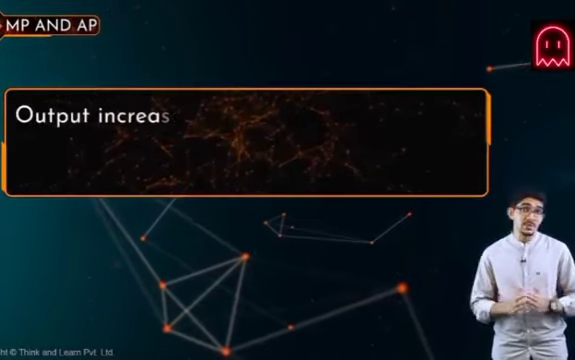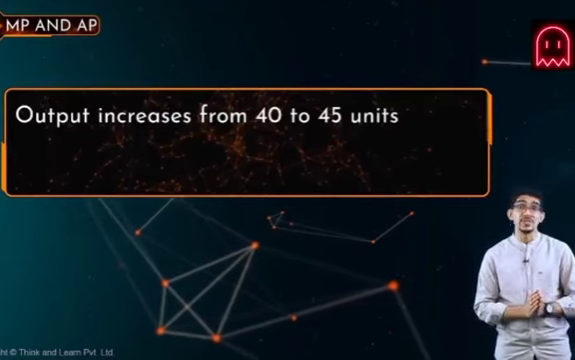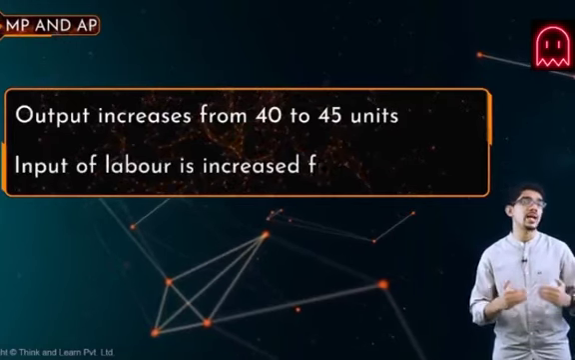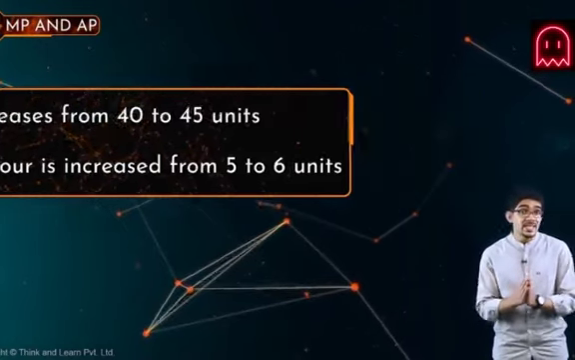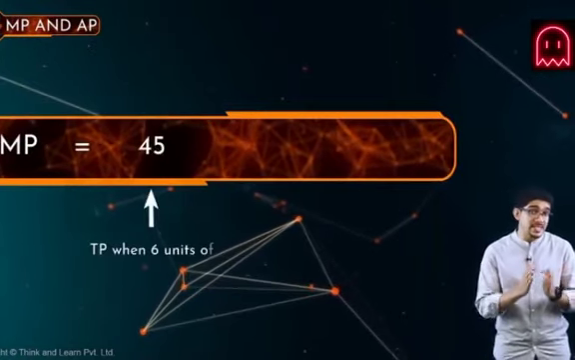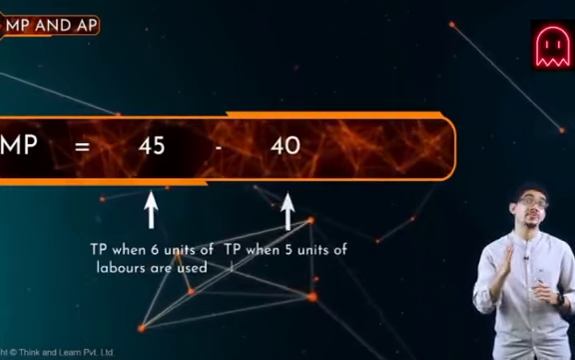Let us see this with some numbers now. Let's say that output increases from 40 to 45 units when the input of labor is increased from 5 to 6 units with input capital remaining constant. Then MP equals TP at 6, 45, minus TP at 5, 40.